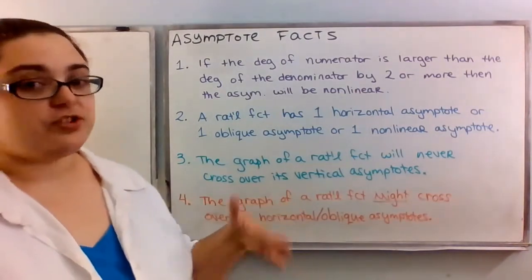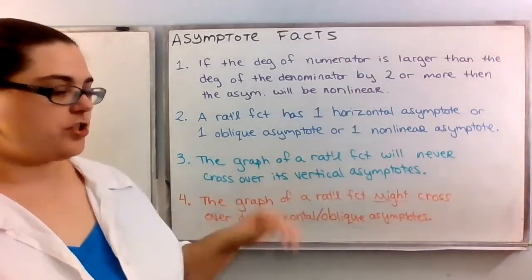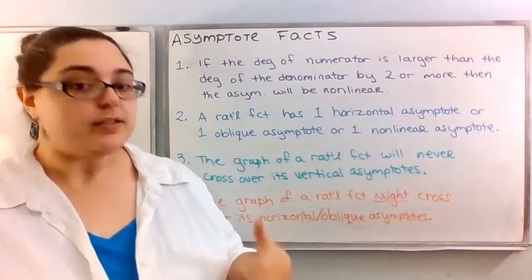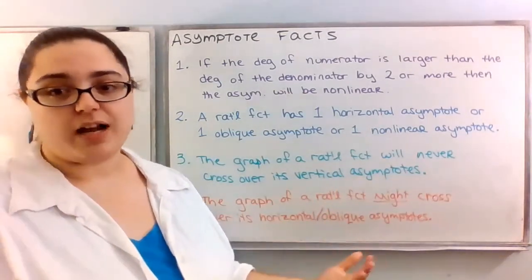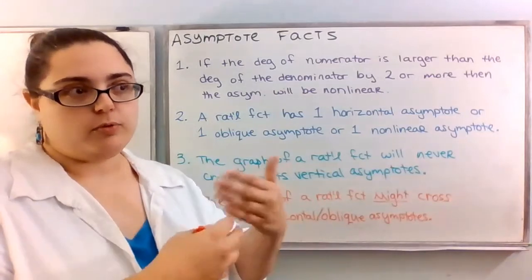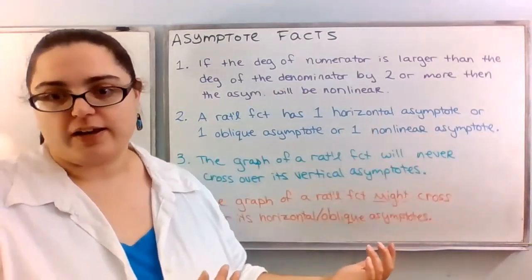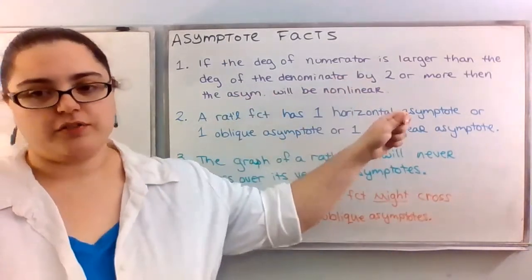Now, when we go to graph with these asymptotes, a rational function will never ever cross over its vertical asymptote. This is because the vertical asymptote is happening because that x value is not in the domain. So we can't cross over it because the x value doesn't have a defined y value for it. So we'll never draw over the vertical asymptote.